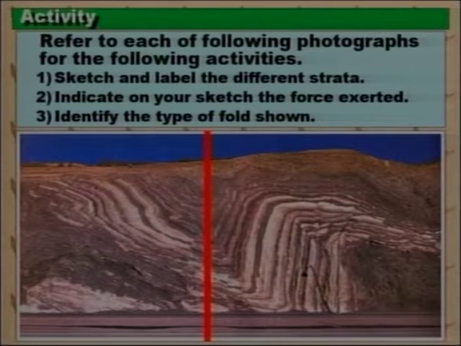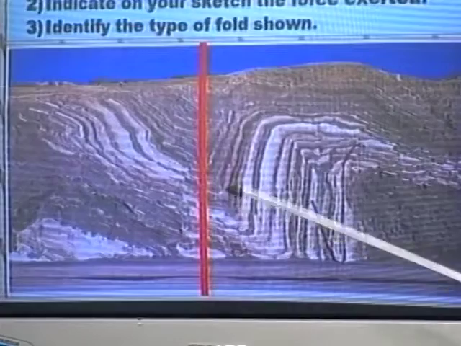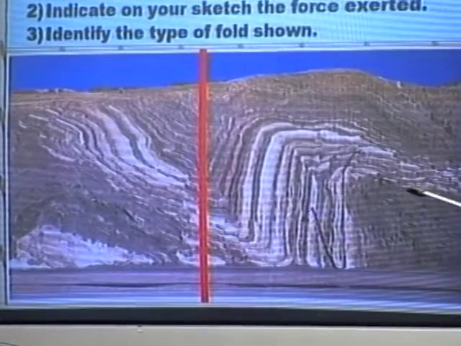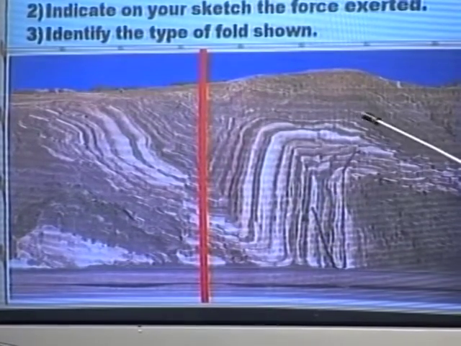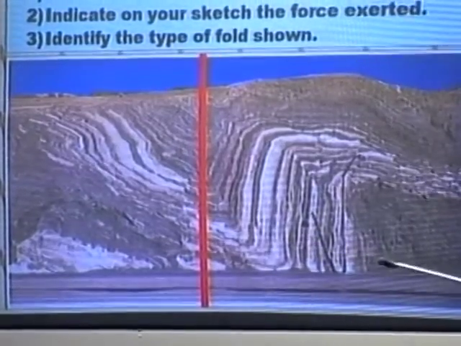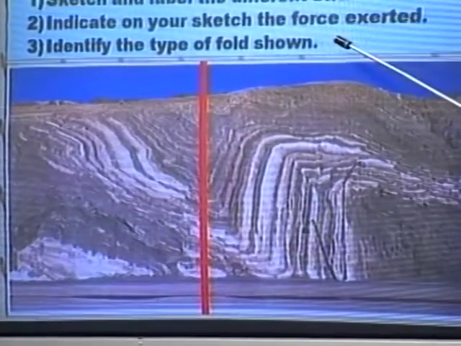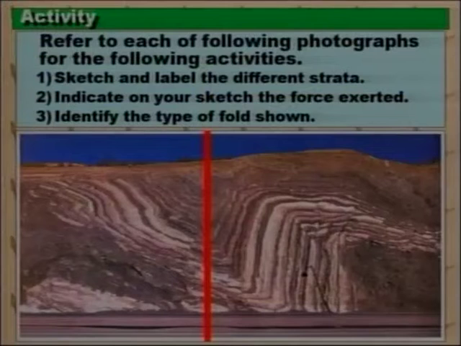You do the same thing, you sketch, but for your sketch, the red line here, I have put in to divide so that you don't include this side on your sketch. I'd like you to only work from the red line and this side here. So you now sketch what you can see from this side of the diagram, and then I'd like you to indicate the force which is exerted on your sketch for the formation of this type of feature, and I'd like you to also see if you can identify from your sketch what type of fold is shown. Again, I'll give you 5 minutes to work on that.